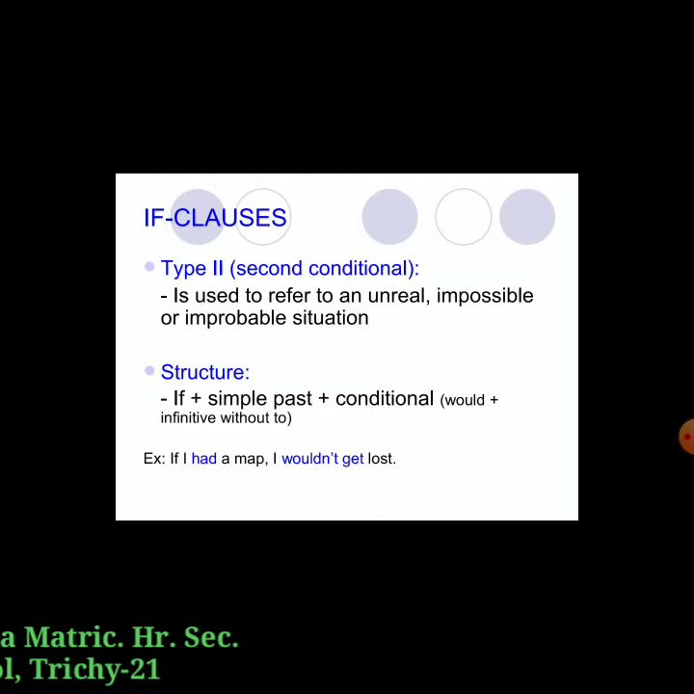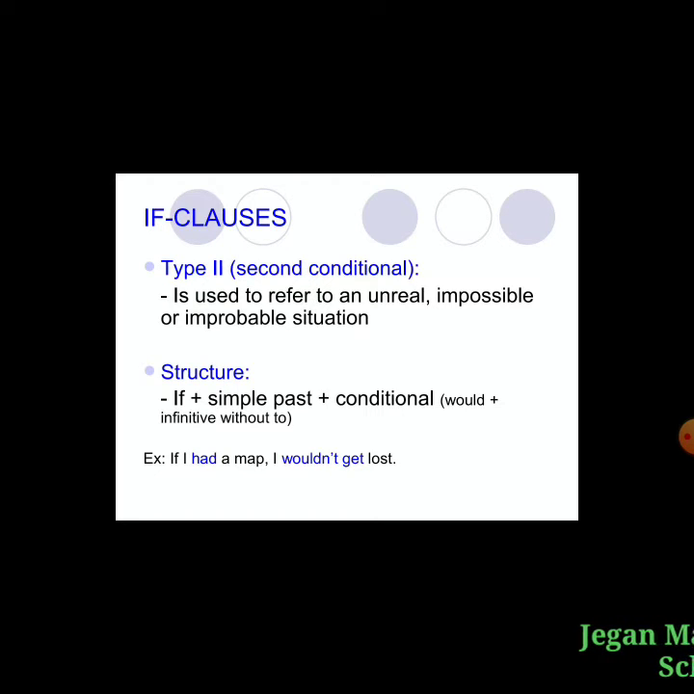Structure: if plus simple past tense, plus conditional, would plus infinitive without to. If I had a map, I would not get lost. So past level, simple past: had. Have in the present becomes had in simple past. One more example: if I ran fast, I would catch the bus.